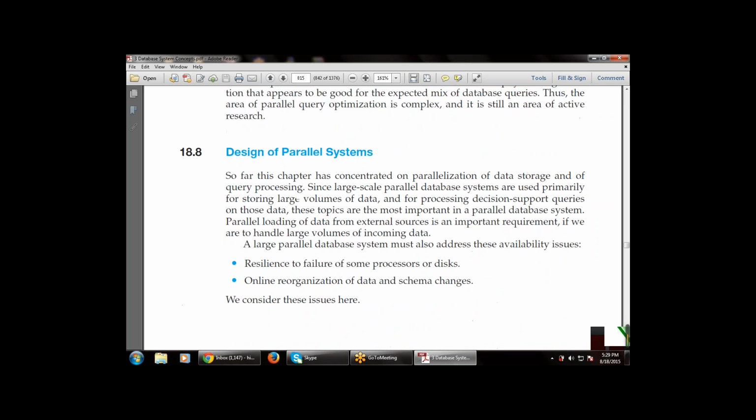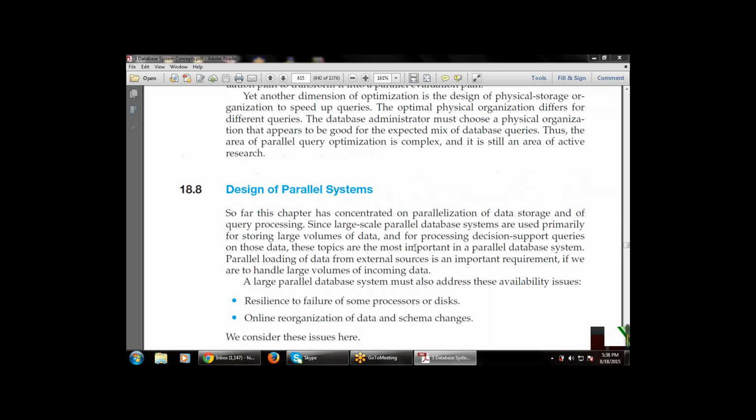Now, how do we design a parallel system? What are the various concerns and design issues in parallel systems? Parallelism in databases is used for query processing, so the main concentration is on data storage and query processing.